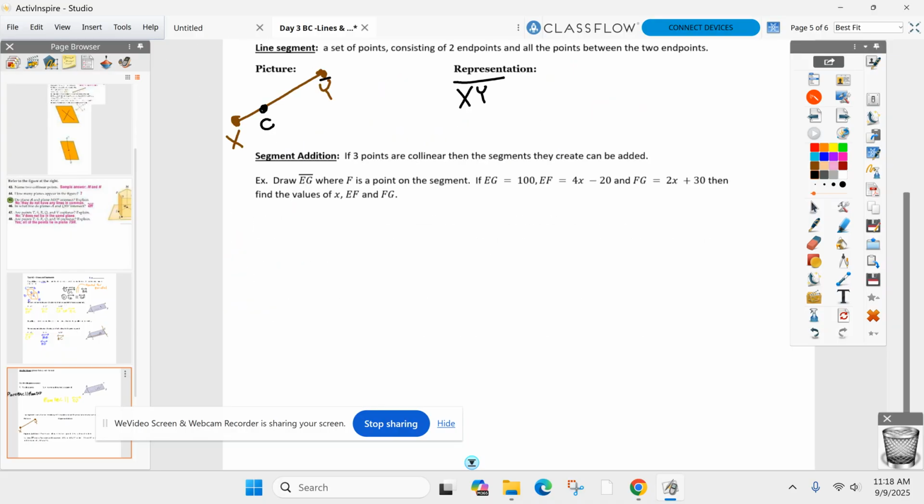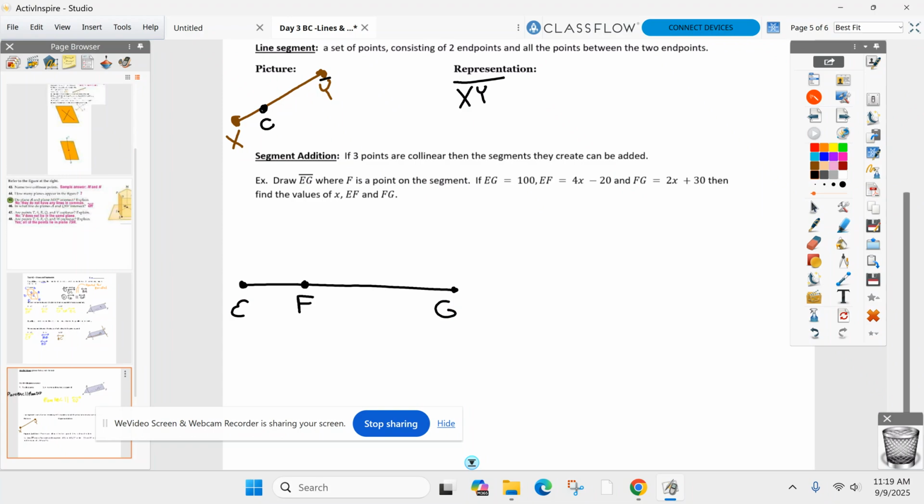Draw line segment EG. Go ahead. I'm going to walk around. Do your own line segment called EG. Here we go. Point F is somewhere on the segment. Do I say where? No. It doesn't say where to put it, so just put a point F somewhere on that segment. So we all have a nice little diagram here.